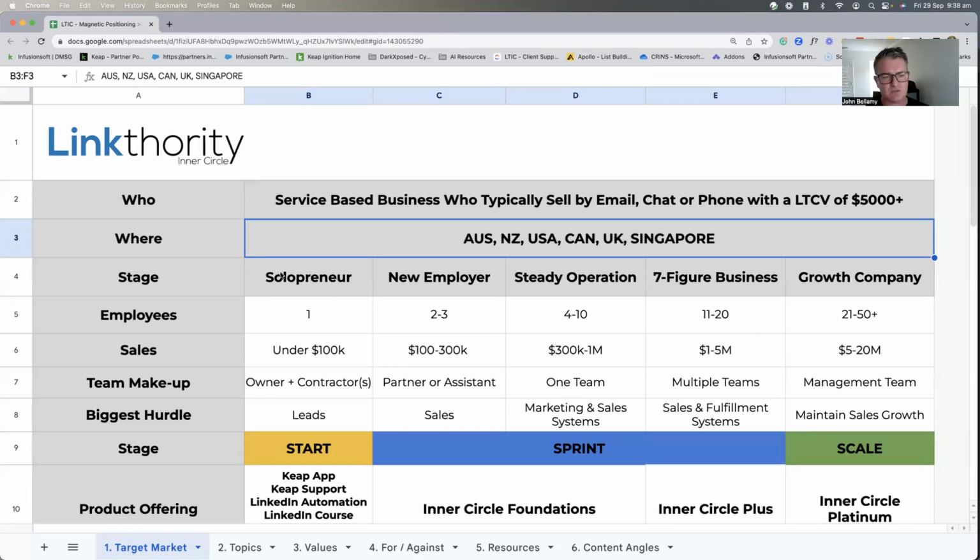And then what we've done is we've broken it down into a couple of stages. So from the solopreneur to the new employer, the steady operation, the seven-figure business, into those growth companies. And we're like, okay, well, what does our offering look like across these multiple teams? So we've looked at sales or revenue, the team makeup, the biggest hurdle that they're having, and the stages. And once again, this isn't to blanket go, you, Mr. or Mrs. Business Owner, this is your problem, but it's a guide. It's a bit of a framework that we utilize. And we put them in those three stages: start, sprint, scale, right?